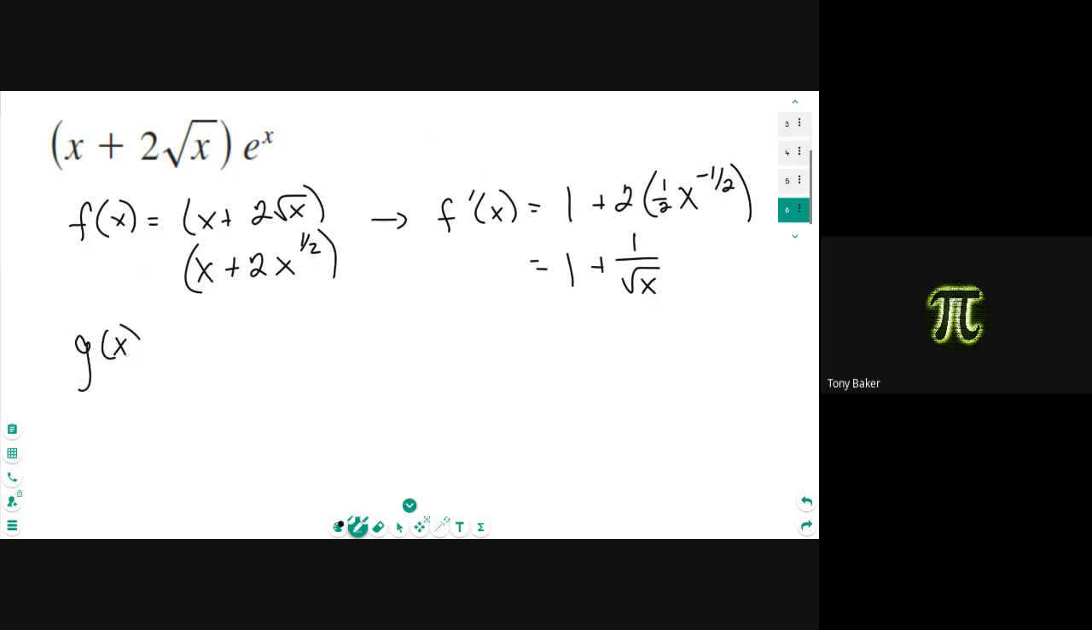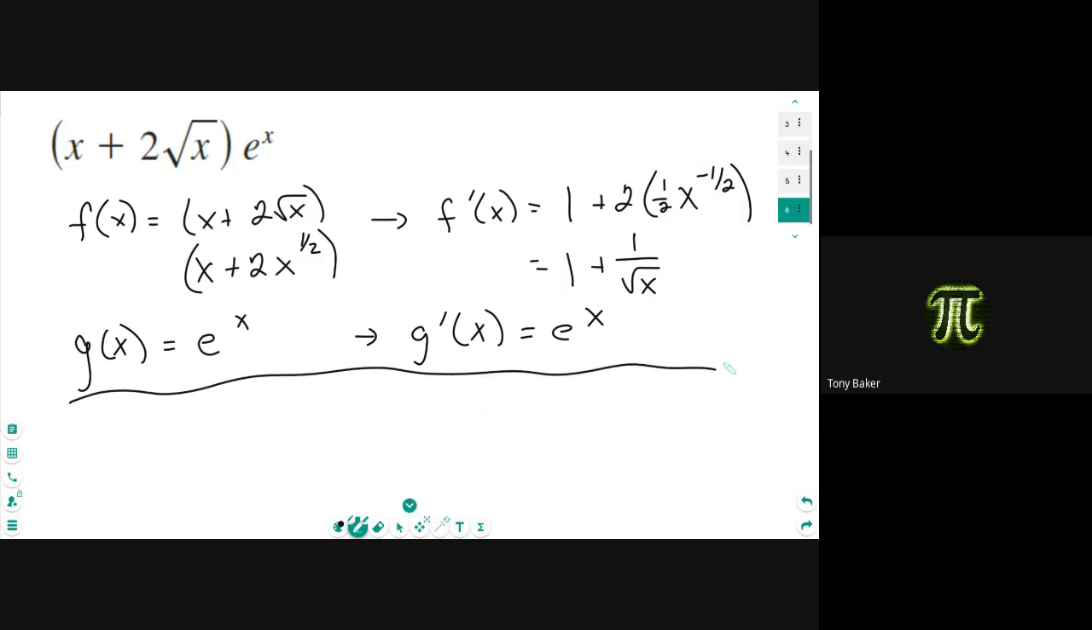I would rather that than you sit there being lost. e to the x is simple. The derivative of e to the x is e to the x. Okay, so now plug into my rule. I forgot, I crossed that off. So we'll call this m prime of x.